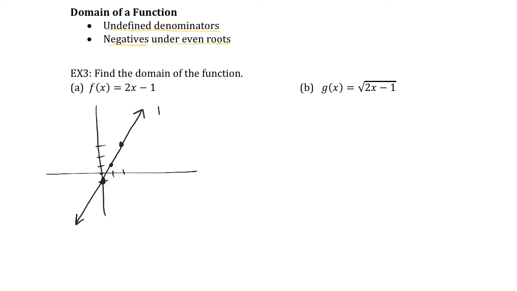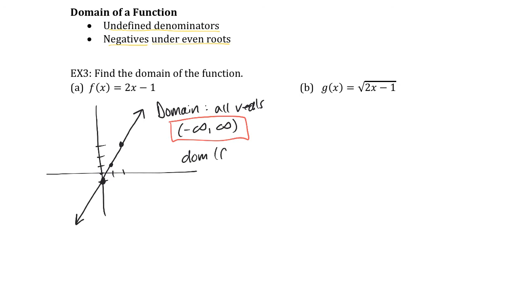So the domain would be all reals, and we can show that as going from -infinity for x to +infinity. Or you could say the domain of f goes from negative infinity to infinity, or the domain of f is equal to all real numbers.